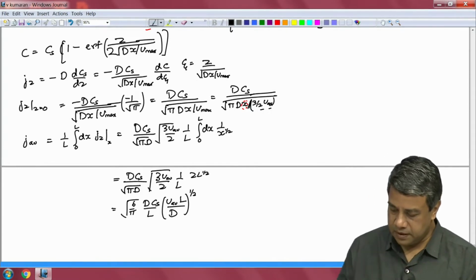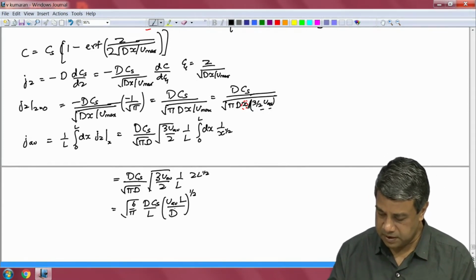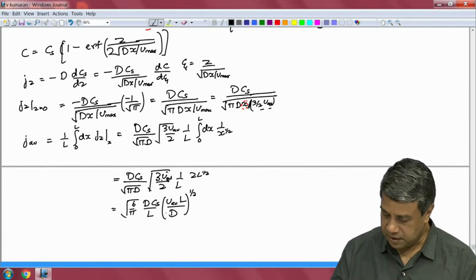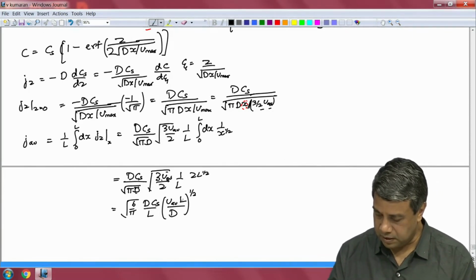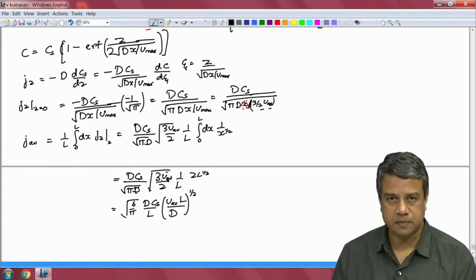You can easily verify that this is equivalent to this, because I have a V average times L by D power half, that is V average power half, D power half from the denominator here, and the total power of L here is L power minus half, which is 1 over L into L power plus half.